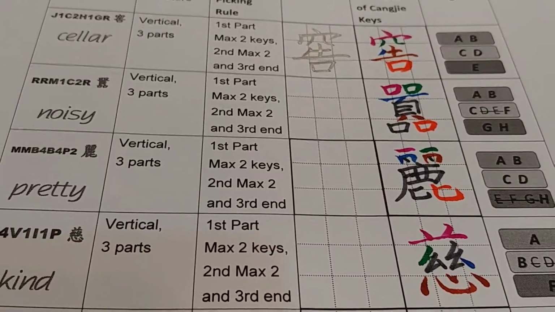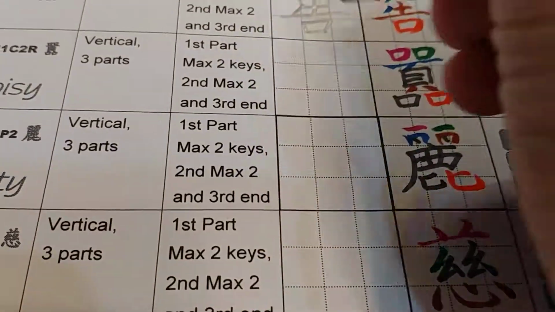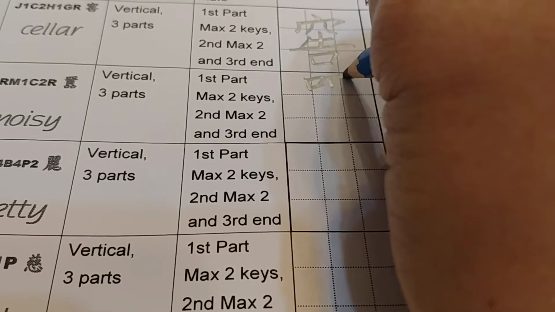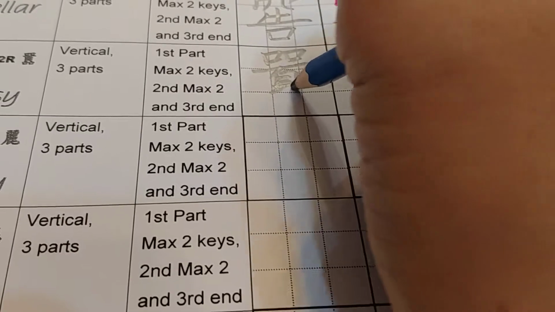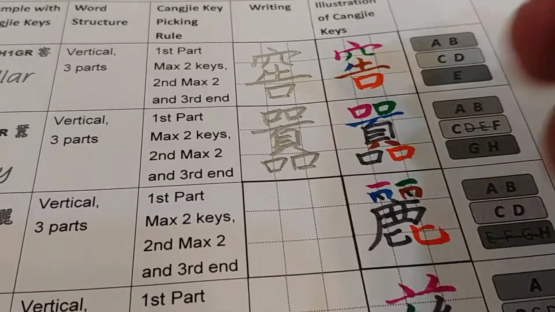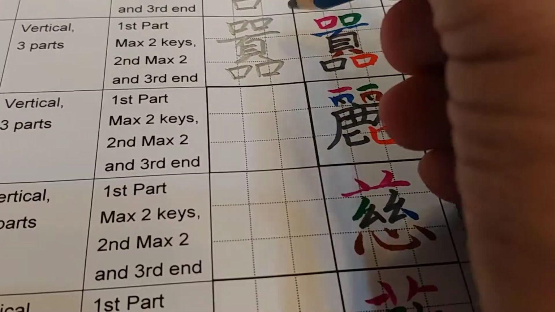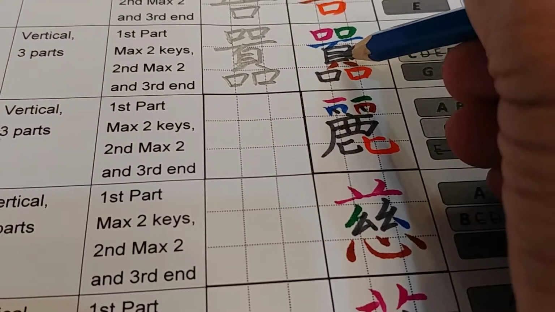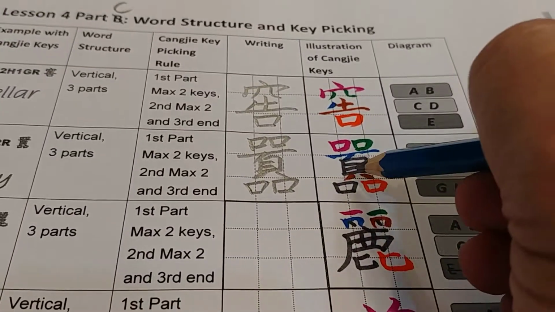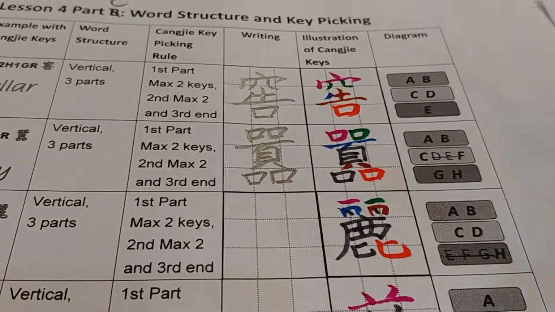And then the next one means noisy. Many mouths here, so it's noisy. Many people are talking. Two mouths on top, the first part, and the middle part. And then two more mouths at the bottom is hill in Cantonese. And we take R, and M, and then the middle C here, and then the last R.